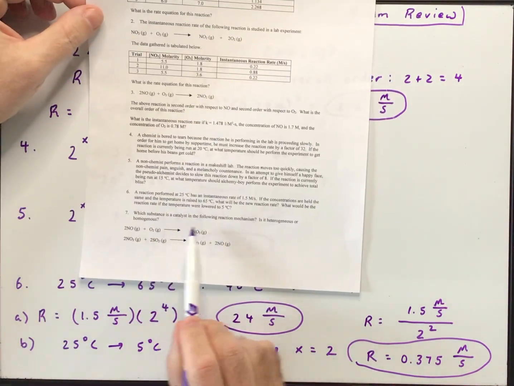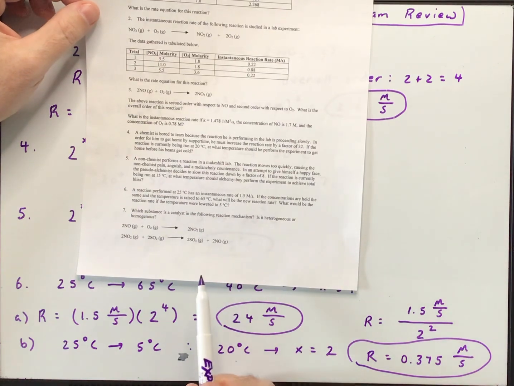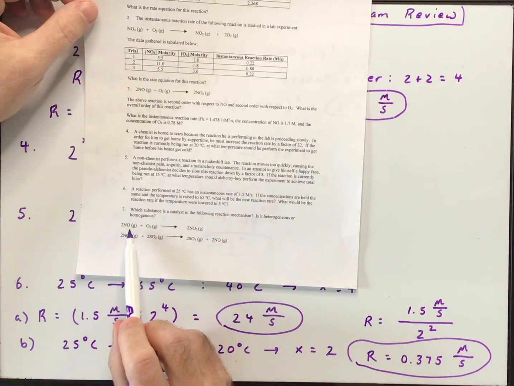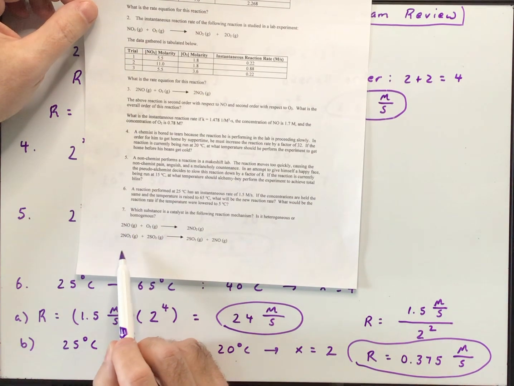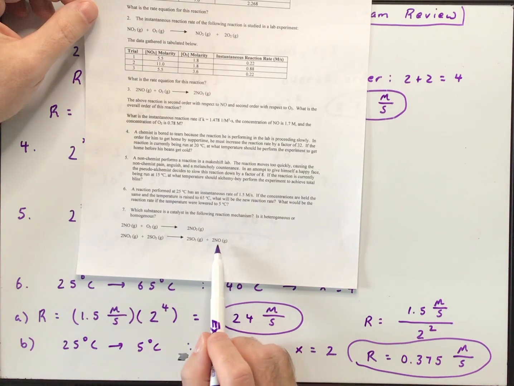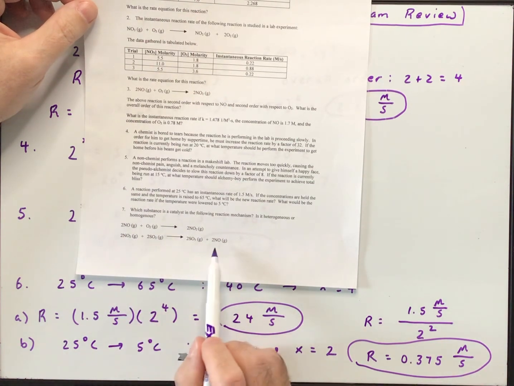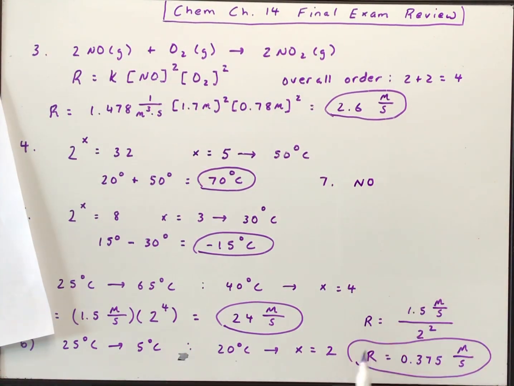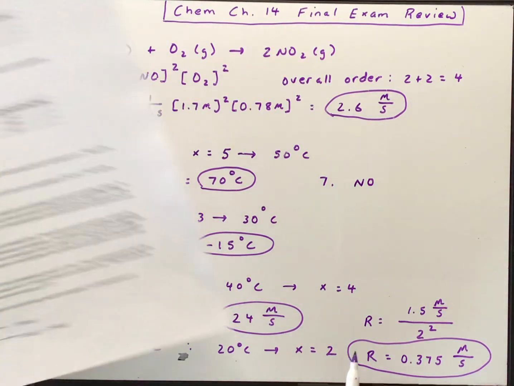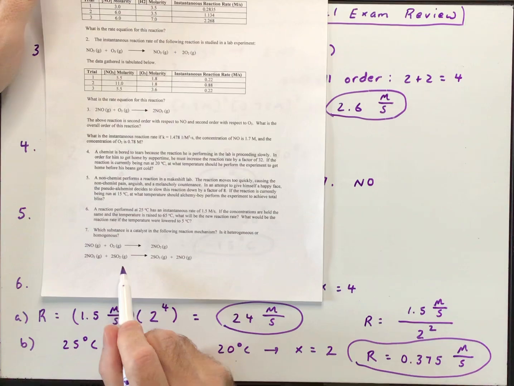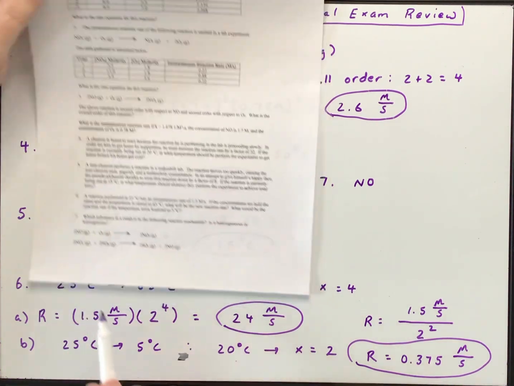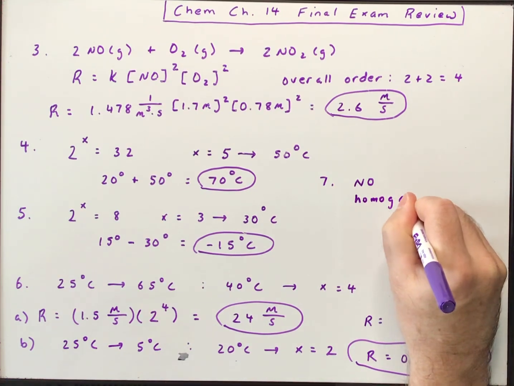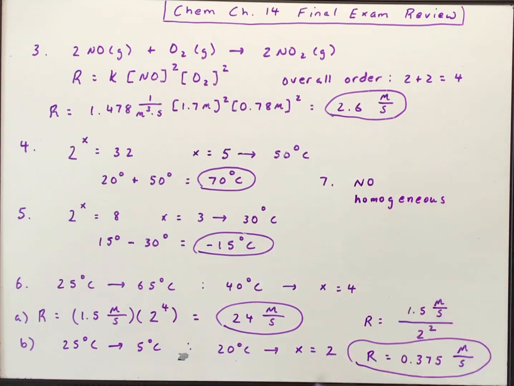And finally, I can put number 7 right here. It says, which substance is a catalyst in the following reaction mechanism? So a catalyst will be in the first reaction step, it'll appear as a reactant. And in the last reaction step, no matter how many there are, it will appear as a product. So that is nitrogen monoxide, or NO. That is your catalyst. And it asks, is it heterogeneous or homogeneous? All right, and because all the phases are gases, all the phases are the same, it is homogeneous, however you prefer to pronounce it.